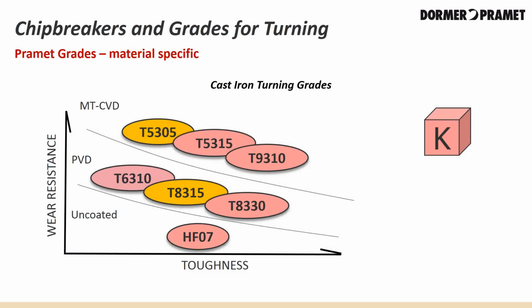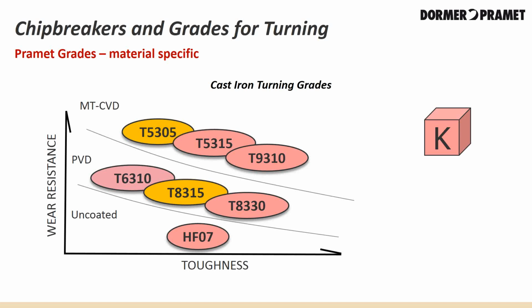When looking at cast iron grades or the ISO-K application area, we can look at the chart above. The CVD coated grade of 5305 would be first choice for turning K group materials such as gray cast irons. If you wanted a harder, more wear resistant grade, that would be. For more of a universal grade for, say, both gray and ductile cast irons, then the tougher 5315 would be a better choice, allowing for finishing and roughing and medium to higher cutting speeds.